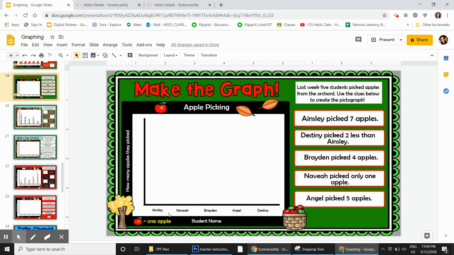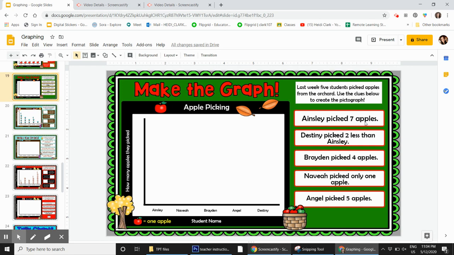So for example, here we have the names on the bottom, student name, and then how many apples they picked. And there's no numbers on here because you're going to use the apple to show how many they picked. So if they picked 10 apples, you're going to grab 10 of these and put them in a line. So let's take a look at it.